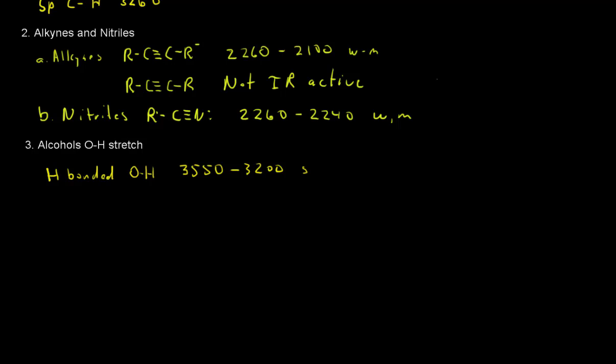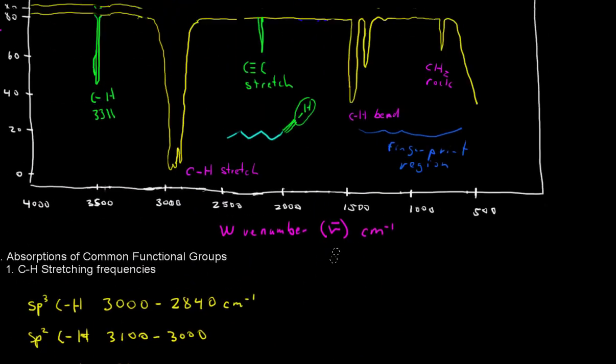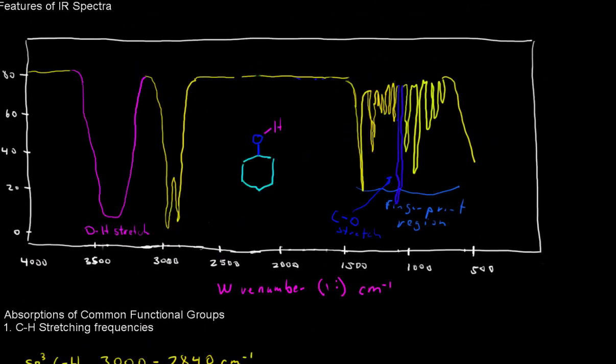So let's take a look at what a hydrogen bonded OH looks like. For a simple hydrogen bonded alcohol like cyclohexanol, we see this enormous, strong, broad OH stretching frequency that centers right around 3300. If you see something like this, you've got an alcohol, and almost all alcohols are hydrogen bonded. One of the features of alcohol spectra is the carbon-oxygen single bond.